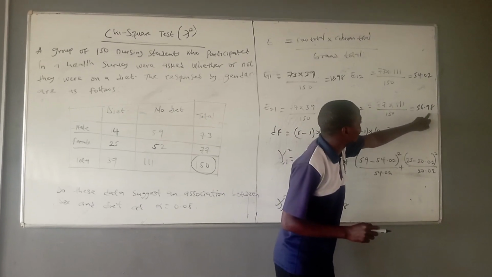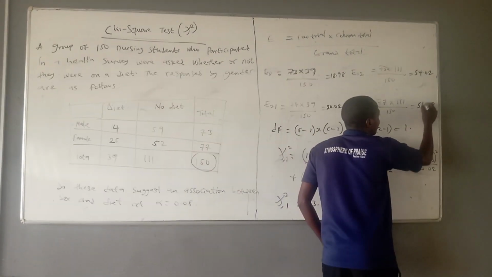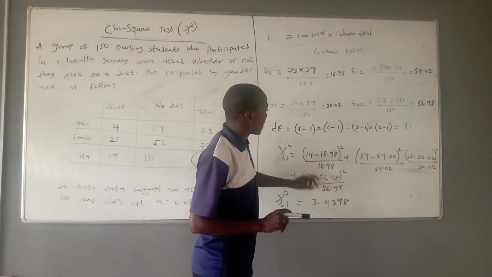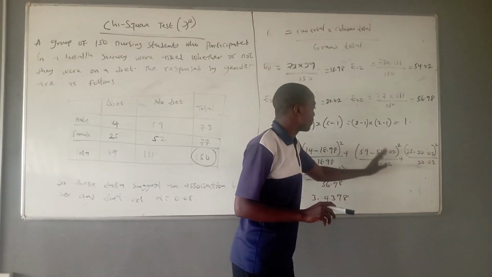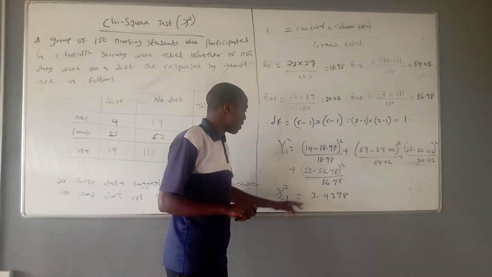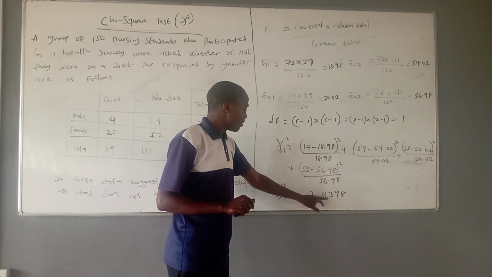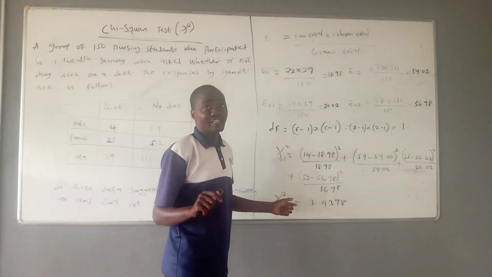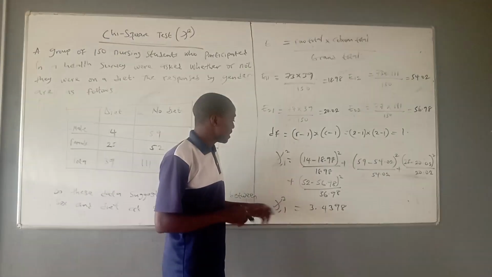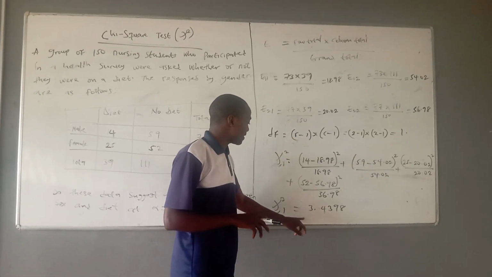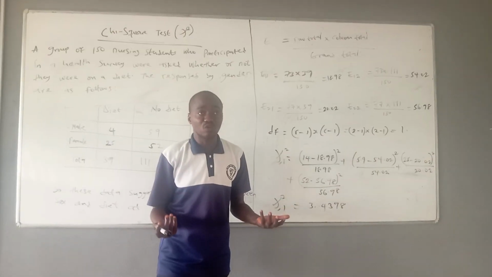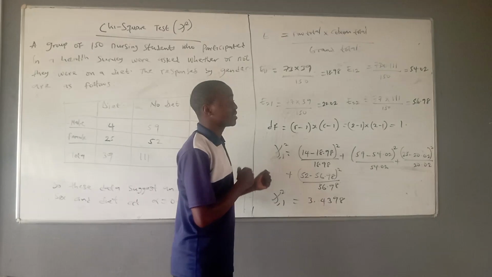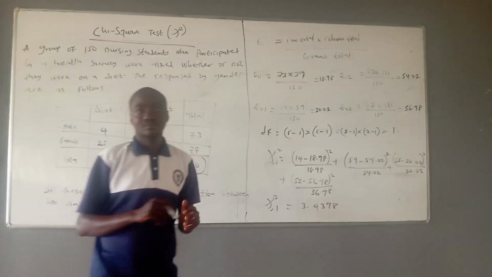The expected is 56.98. So 52 minus 56.98, squared, then divided by its expected. By the time we do the summation of this, we are going to arrive at the chi-square of 3.4398, which is our calculated value. After this, we are going to put this in our calculator to get our probability value before we can make a conclusion. So now we are moving to the next one.